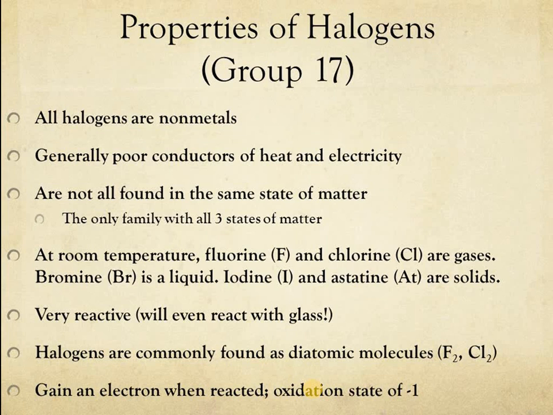Next, already we have discussed that fluorine and chlorine are gases, bromine is a liquid, and iodine is a solid, as well as astatine. And very reactive, it will even react with glass. If you see fluorine, it is very reactive and it can even react with glass. And halogens are commonly found as diatomic molecules, gain an electron when reacted, oxidation state -1.